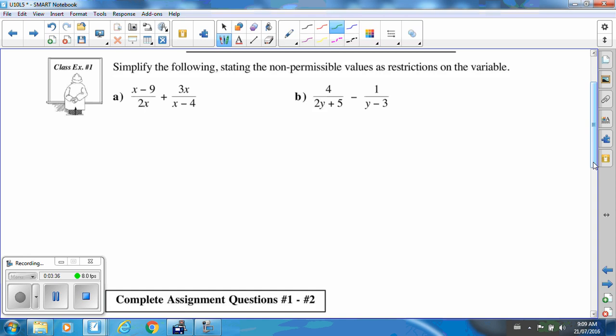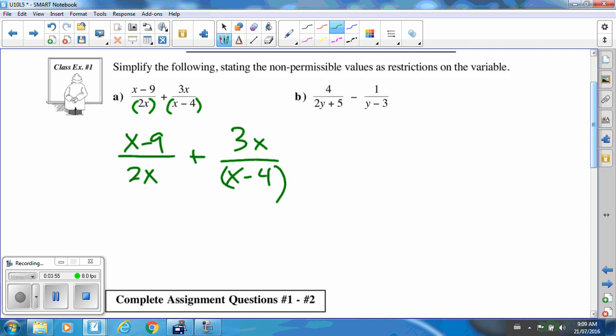In this case, I have a 2x and an x minus 4. I like to throw the brackets on it so I can see that those are factors. None of them factors, none of them can simplify. So here I have x minus 9 over 2x plus 3x over x minus 4. Now to get my common denominator, which is going to be 2x times x minus 4, this thing is going to need an x minus 4 in both places.